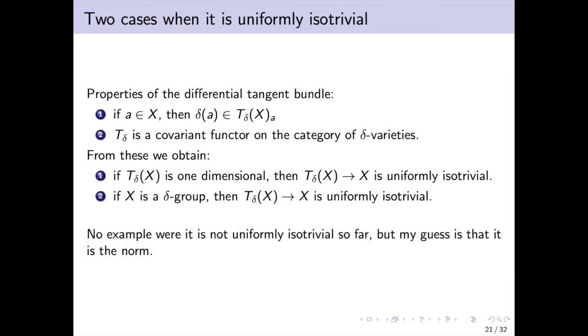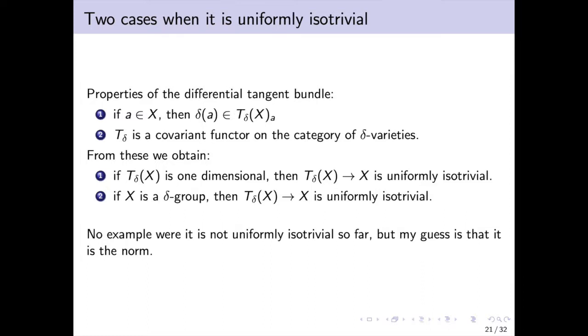And so from these two properties, the first one gives us that if the tangent bundle is one dimensional, then this is uniformly isotrivial, just because delta of A will give us a basis. Well, if delta of A is not zero; but if it is, we're in the constants, and it doesn't matter. That's easy to see. Another interesting case is that if X is a delta group, then it is also uniformly isotrivial. Maybe this one requires a bit more explanation.